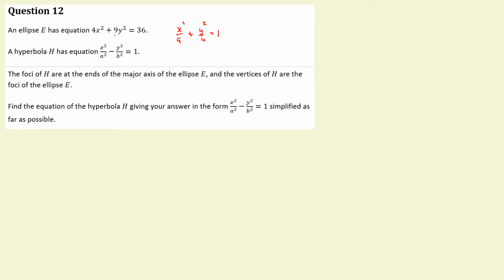Because dividing by the 36, 4 over 36 is a ninth, and the 9 divided by the 36 is a quarter. So we got down to that. That helps me a bit because it's going to help me to see what my ellipse looks like. Well, its centre is the origin, we know that. Its semi-major axis is 3, and its semi-minor axis is 2. So we know that is what our ellipse looks like. Terrible drawing. And the hyperbola, the foci are at the ends of the major axis of the ellipse. So I know the foci of my hyperbola are here.